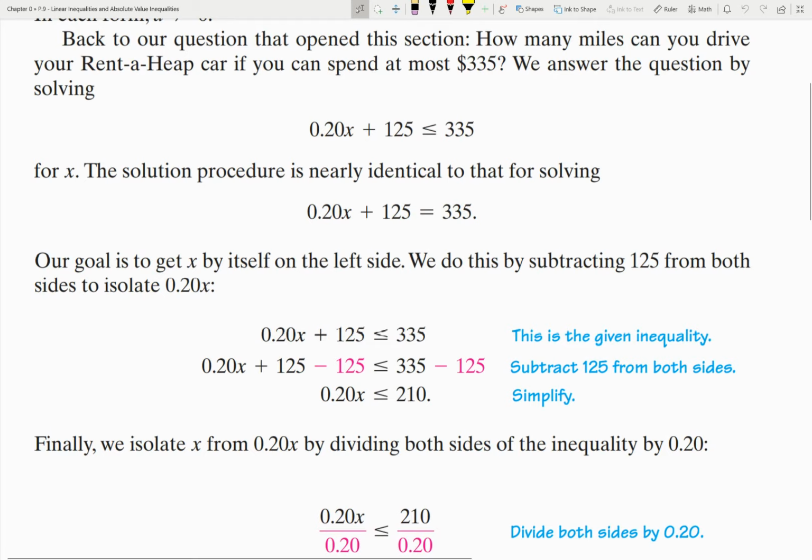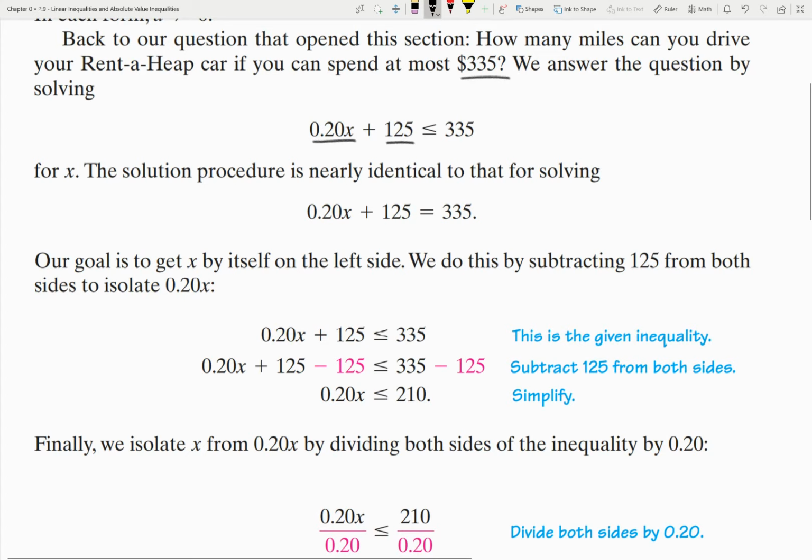So let's look at the question that was in the intro to the section that I didn't cover. How many miles could you drive a rent-a-heap car if you can spend at most $335? The weekly charge is $125 a week plus 20 cents a mile to rent their car. And we want to spend less than or equal to, right? That's what it means, spend at most $335.